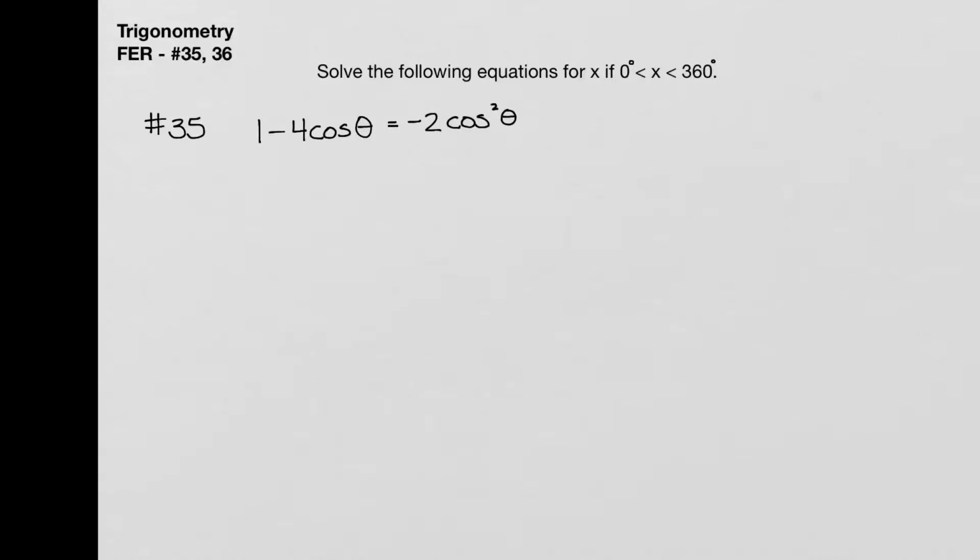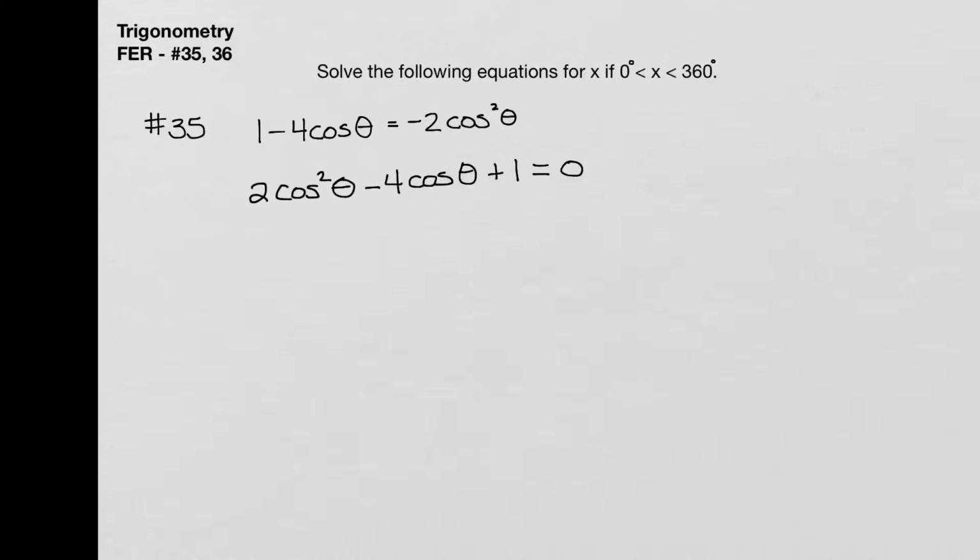In this problem, I'll put my terms in our standard form by moving the -2 cosine squared theta over to the left-hand side, getting 0 by itself, and I'll put the terms in descending order. Now, normally, at this point, I would factor in order to solve for cosine theta, and then finish solving for theta from there. But in this problem, this doesn't factor. So I'll have to use the quadratic formula.